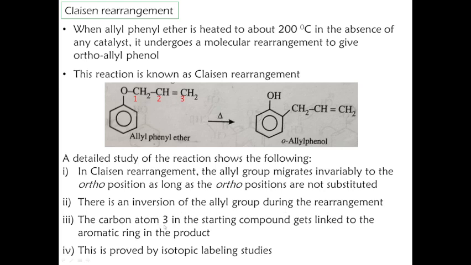Third point, the carbon atom 3 in the starting compound gets linked to the aromatic ring in the product. This is what we have just explained, and this is proved by isotopic labeling studies. Isotopic labeling in the sense that we can use an isotope of carbon here. If this is a starred carbon or isotope carbon, and then we do the reaction, by analyzing the product we can come to know that this carbon atom is the 3 carbon atom in the starting material. So from these studies it can be proved that the inversion is taking place.